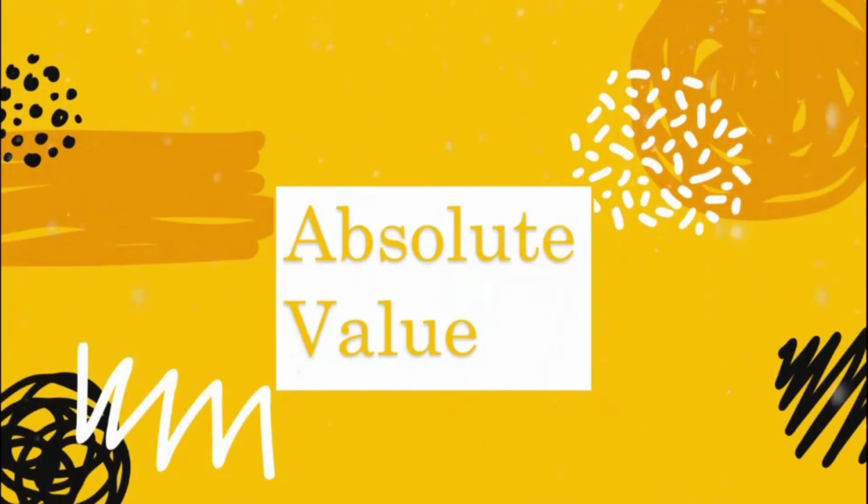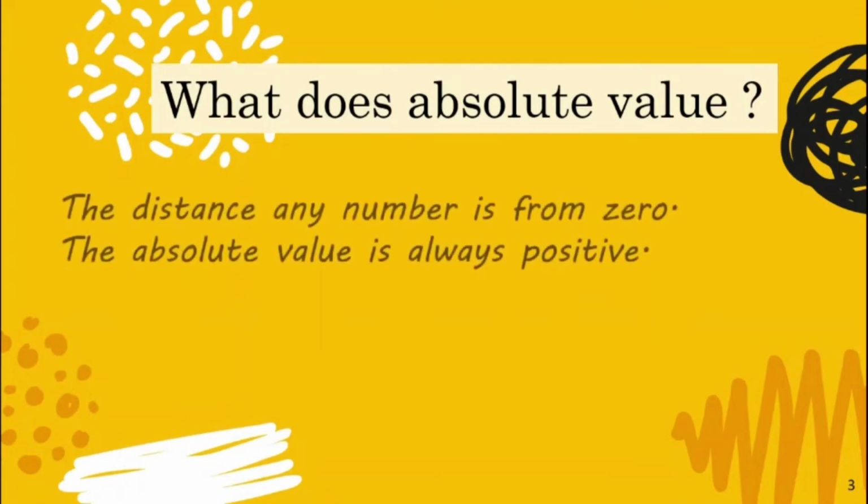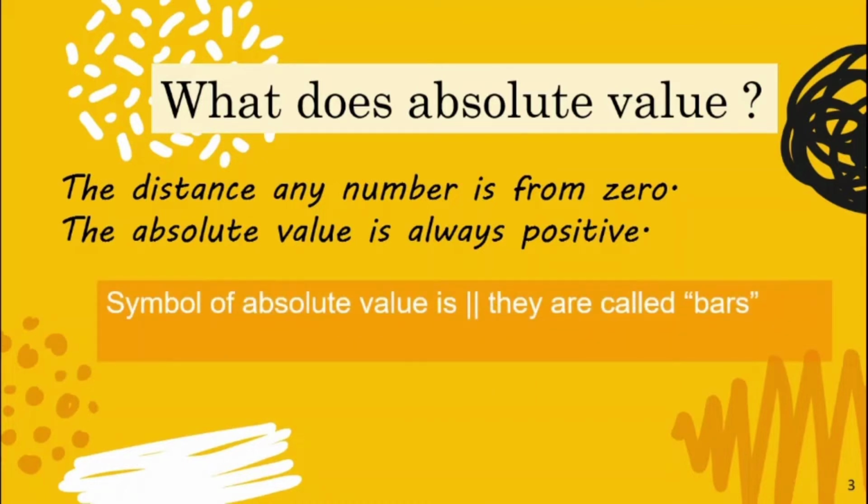First material is absolute value. What is absolute value? Absolute value is the distance any number is from zero. The absolute value is always positive. The symbol of absolute value is two vertical lines. They are called bars.